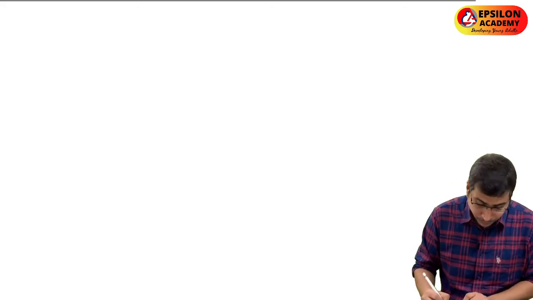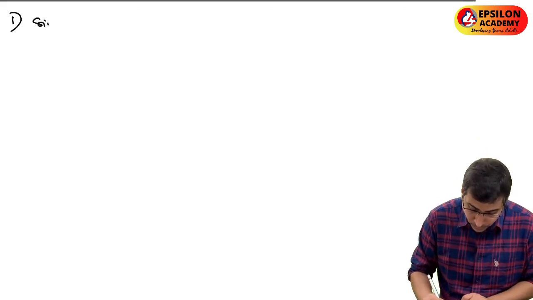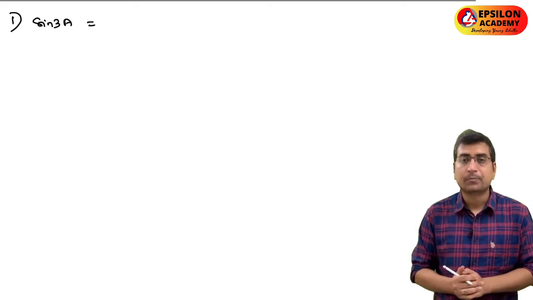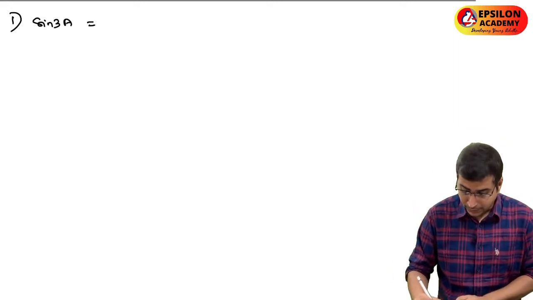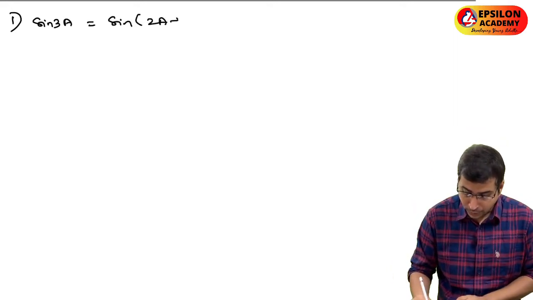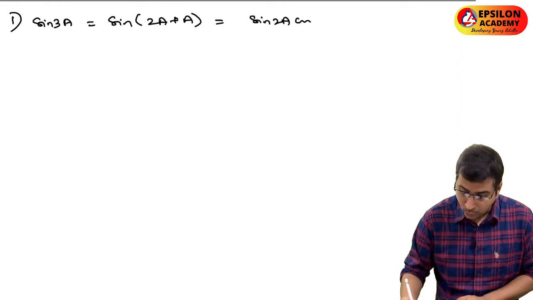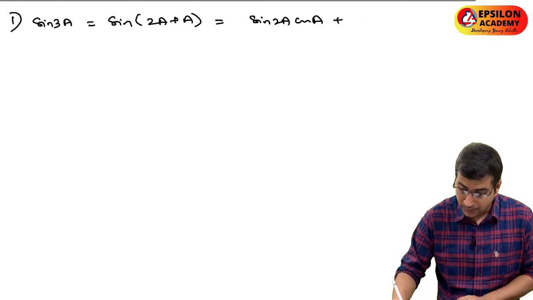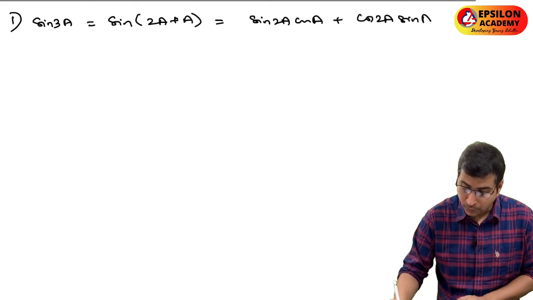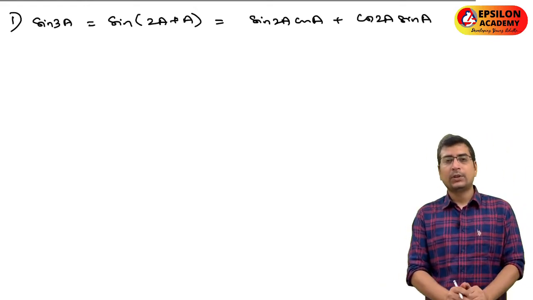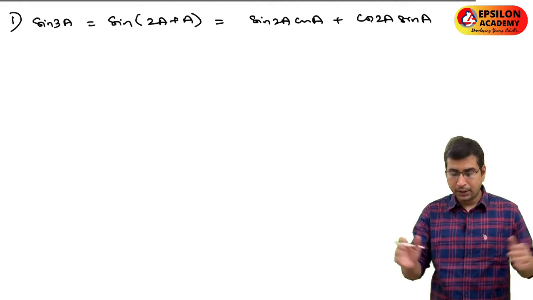Now we will see the formula for sine 3a. So sine 3a can be written as sine of 2a plus a, then this can be written as sine 2a into cos a plus cos 2a into sine a. Here the logic is we will try to write sine 3a completely in terms of sine.